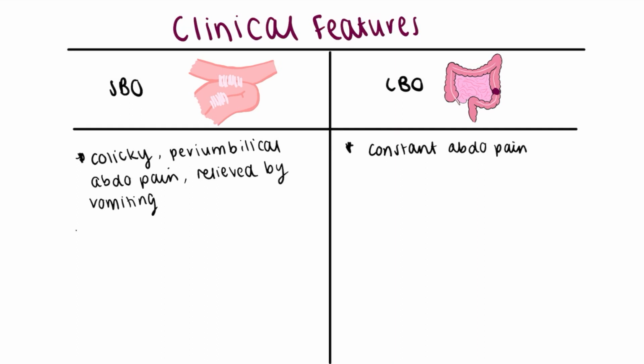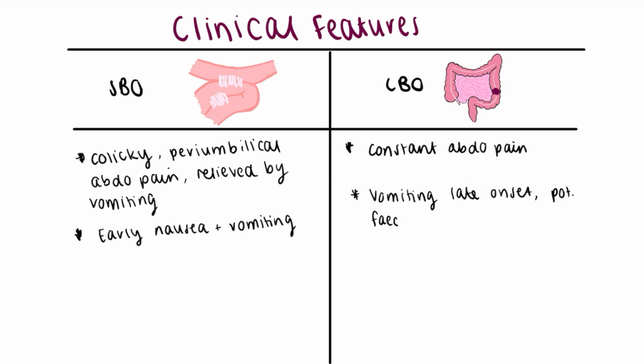Nausea and vomiting occur early in a small bowel obstruction and typically are of a larger volume. Vomit is also typically bilious. In large bowel obstructions, the vomiting is late onset and there is potential for fecal vomiting, meaning that there is feces present in the vomitus.